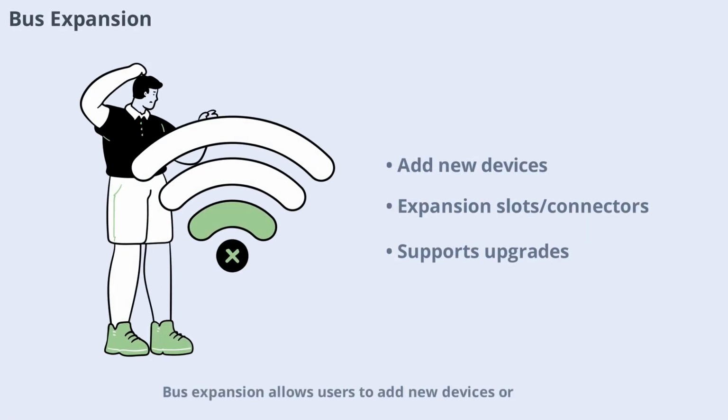Bus expansion allows users to add new devices or upgrade existing ones by providing additional bus slots or connectors. Expansion buses like PCI and USB make it easy to connect peripherals such as graphics cards, storage devices, and network adapters. This flexibility is a key advantage of bus-based computer architectures.